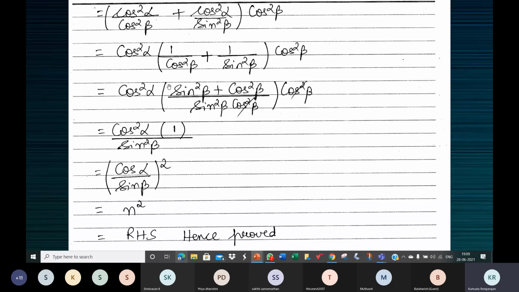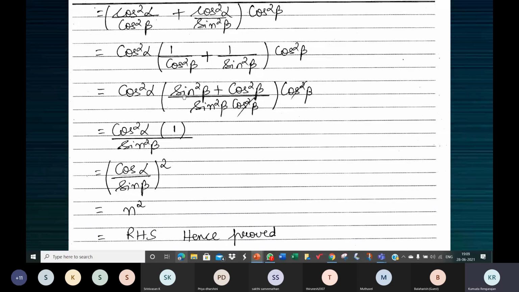I have taken out the common and then the common denominator. You can take up the common denominator and then take out cos square alpha common. But follow what I'm telling you: the rule is whenever there's something common, bring it out. If you forget to do it, you can do it later. Okay.